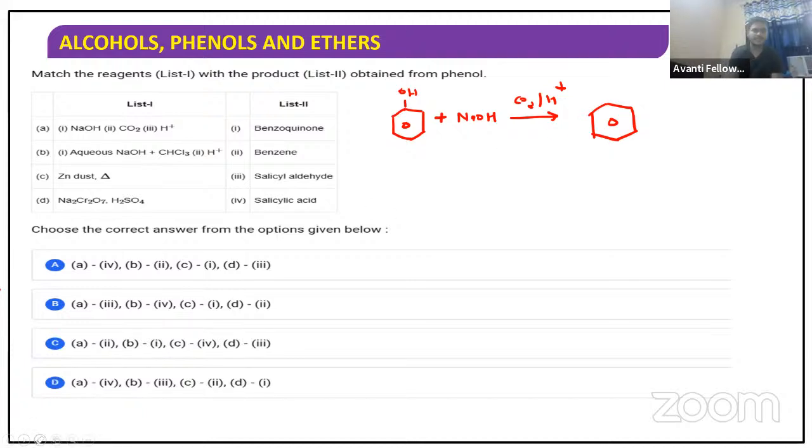So this is a Kolbe reaction. Okay, so in the Kolbe reaction, this is phenol and this is COOH. So we'll get salicylic acid. Right. So the correct answer for A is 4. For A, it is fourth.